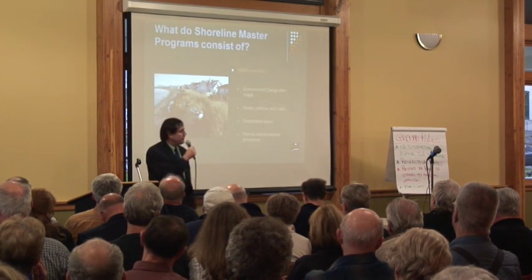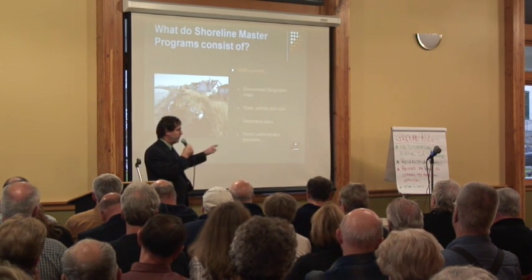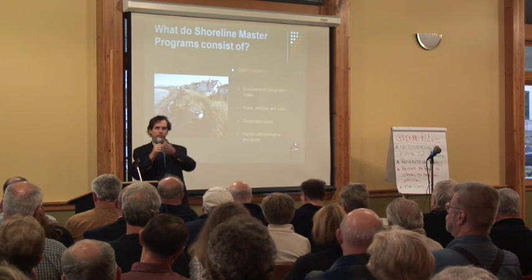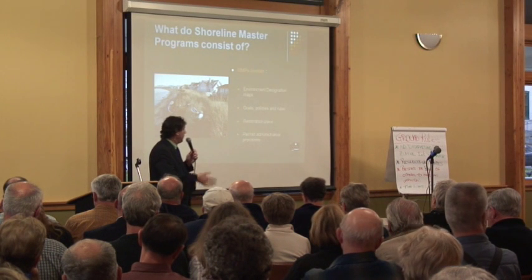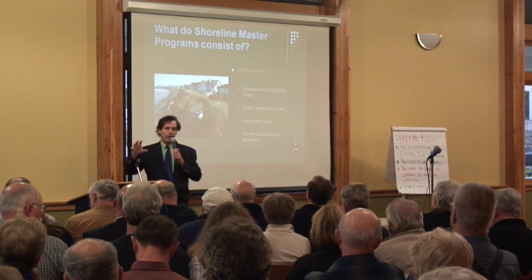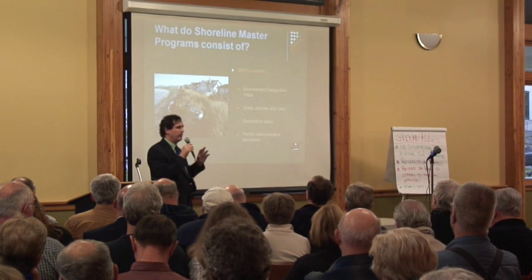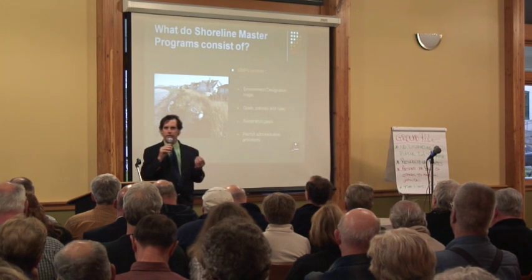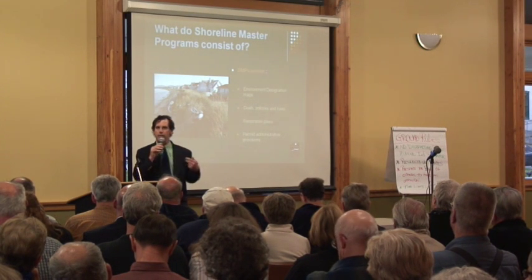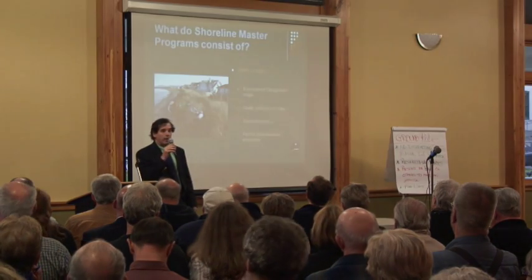Shoreline Master Programs contain environment designation maps. Every stretch of the Jefferson County shoreline was looked at from a number of different lenses, including current conditions of that shoreline, how it's developed, and what kind of ecological features are in it. All of those things were woven together in determining what was the appropriate designation for that shoreline based on what the guidelines criteria are. It contains goals, policies, and rules.